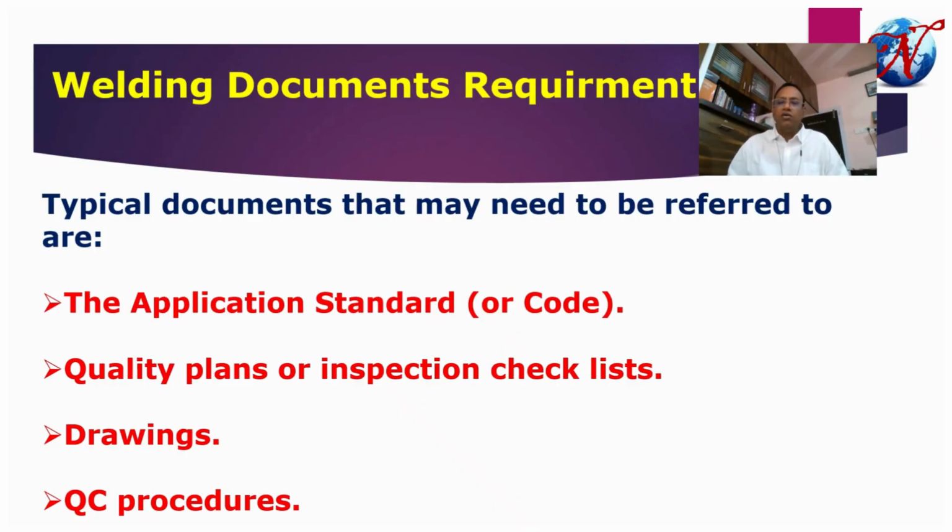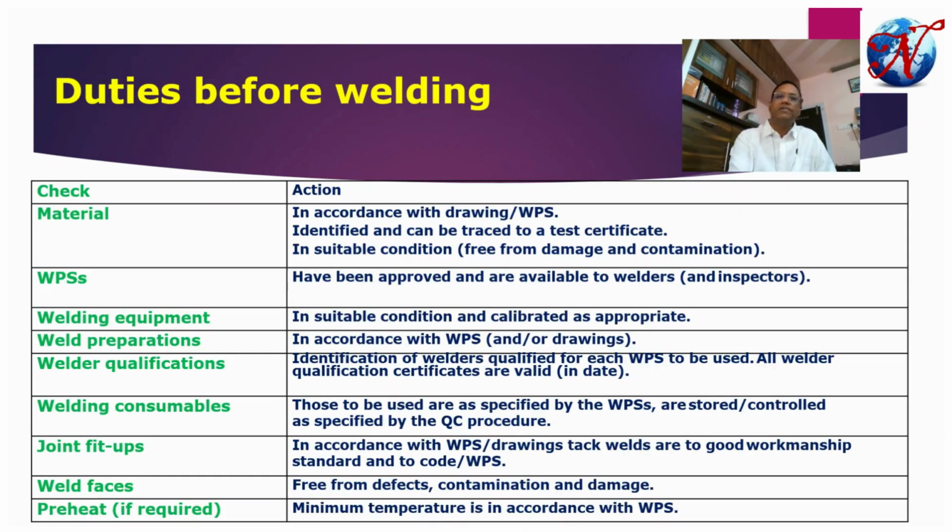When we are working as a welding inspector or we are going to perform a welding, what do we require? First of all, we require some documents. What are the documents required for the performance of the welding? What are the applicable standards? What are your quality plans? And what are the inspection checkpoints that need to be performed during the welding? Applicable drawings to perform the welding, and applicable QC procedures.